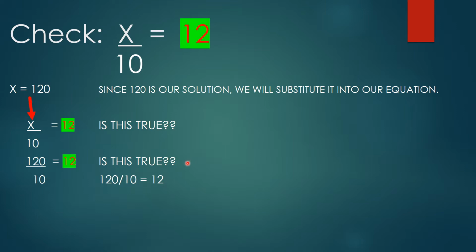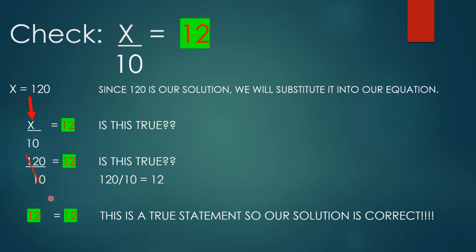Well, we don't know yet. We've got to do a little bit of math still. So we're going to simplify here. There's 120 divided by 10. And so what is 120 divided by 10? Well, it's equal to 12. So on the left side, I get 12. And now on the right side, I also have 12 here. So 12 equals 12 is a true statement. So our solution is in fact correct.